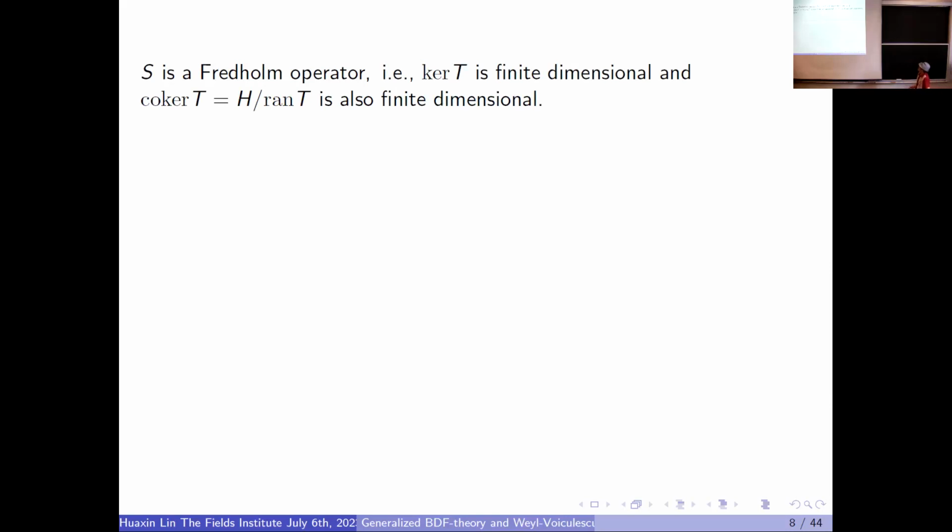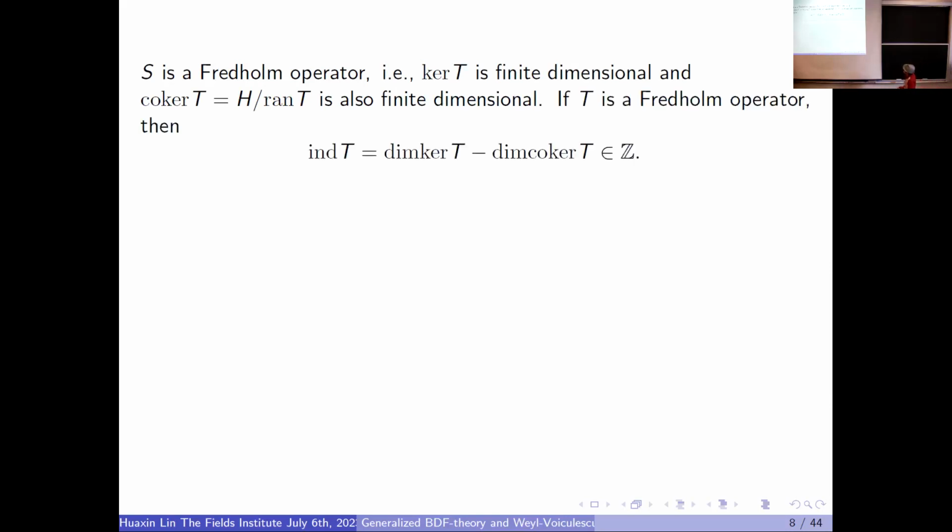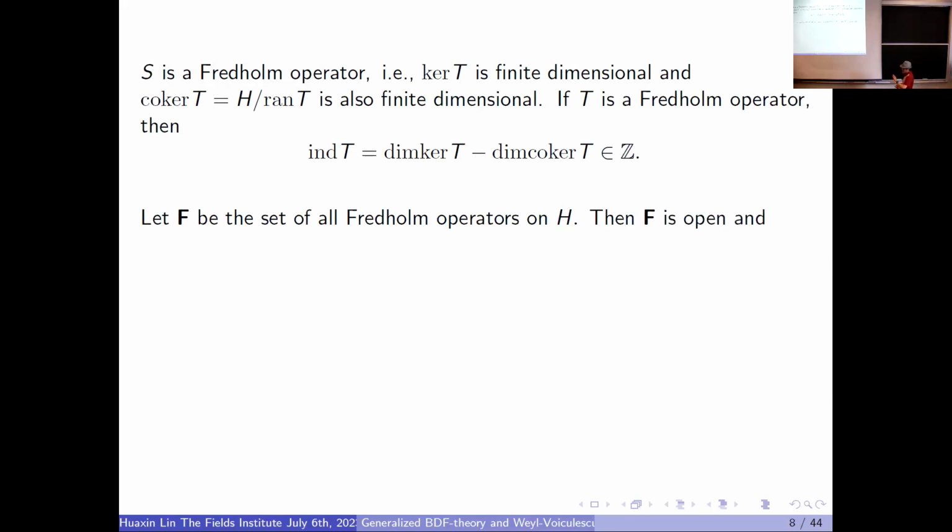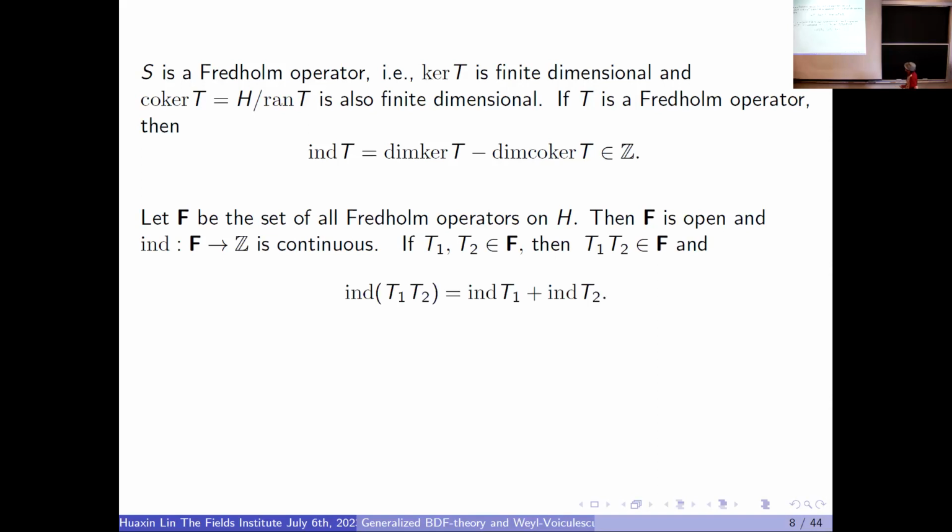If T is a Fredholm operator, then you have an index, which is an integer. The set of all Fredholm operators is an open set, and the index map is continuous. If you have two Fredholm operators, the product is still a Fredholm operator, and the index has a formula: multiplicative becomes additive.